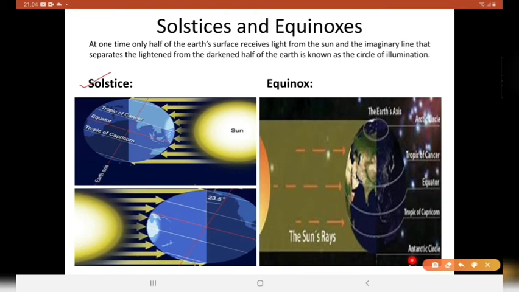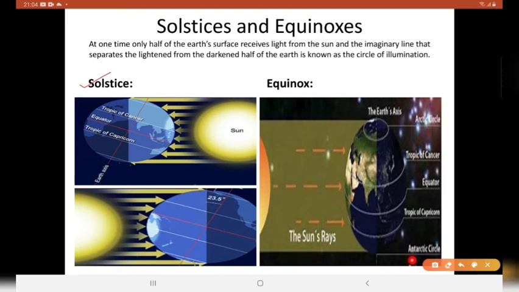At this time of the year, the circle of illumination cuts unequally all parallels except the equator. All latitudes in the northern hemisphere away from the equator have longer parts of their circumference lightened by the sun, so that the days are longer than nights. All parts north of the Arctic Circle experience constant daylight.